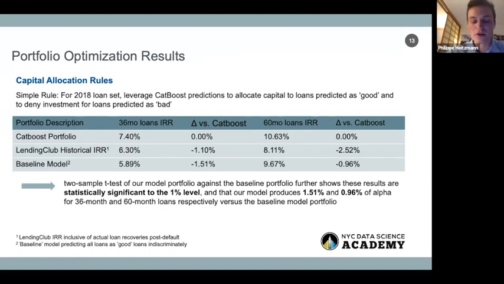The next question out of this is, how statistically significant are these results? In this case, that question can be answered by a 2-sample t-test, which takes into account the mean and the variances of your model predictions, seeing how statistically significant those are versus your baseline model. And in this case, you can see that those are significant to the 1% level.